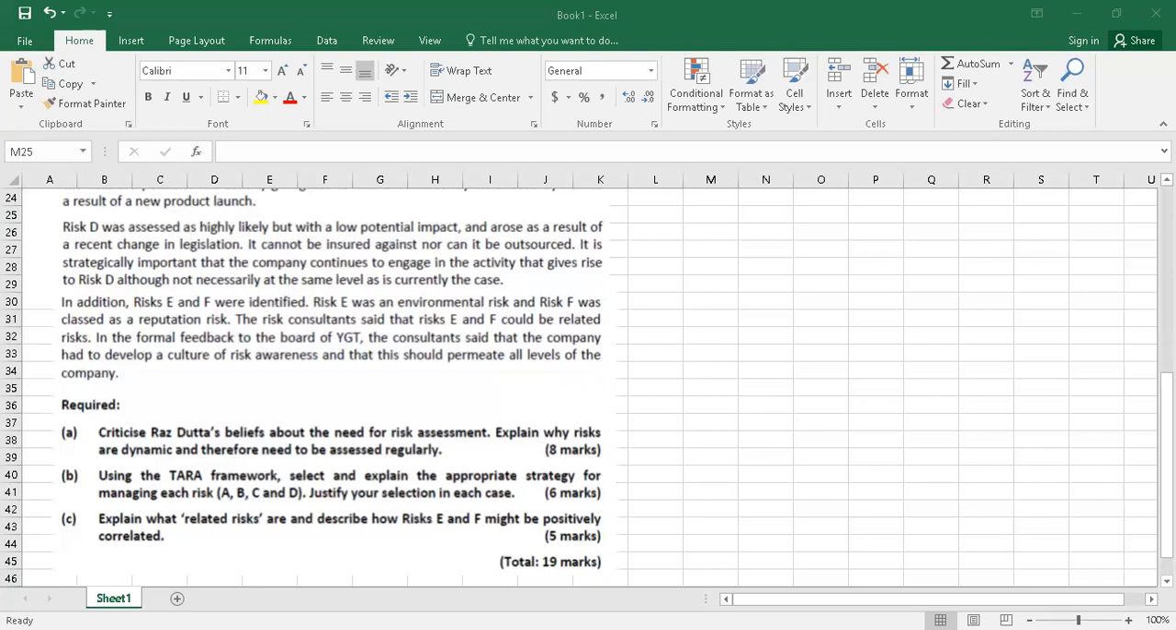So what do you think? How do we justify this one about criticizing? We don't have any other option left but to criticize. We have to criticize because the question is asking us to criticize Raj Datta's opinion and beliefs.